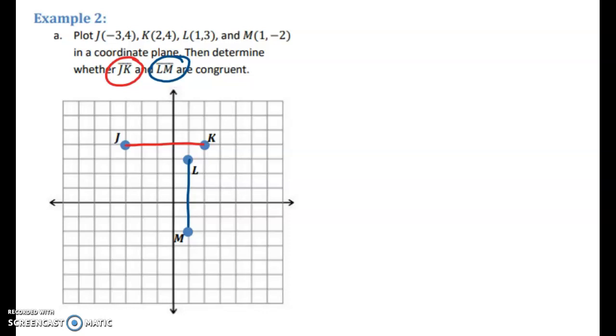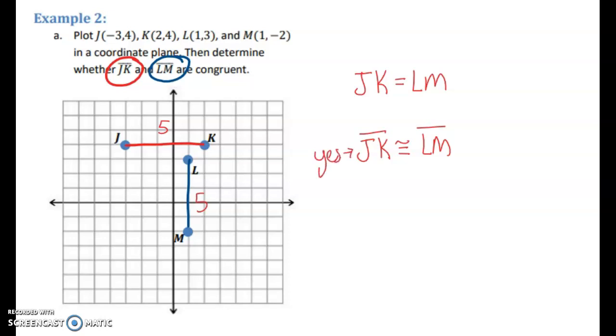So JK is 1, 2, 3, 4, 5 units long. LM, let's count the squares. So 1, 2, 3, 4, 5 units long. So if they're both 5 units long, then they are definitely equal because they're the same length of 5 units, which means they're congruent, which essentially means without an actual measurement, if you place them on top of each other, they would be the same shape and the same size. So yes, JK and LM are congruent.